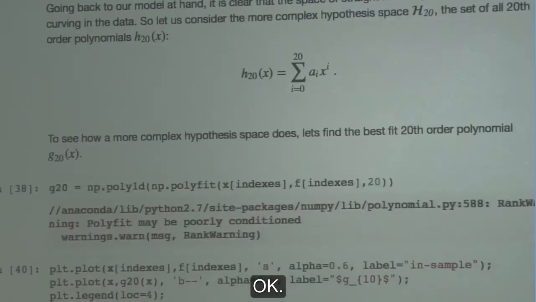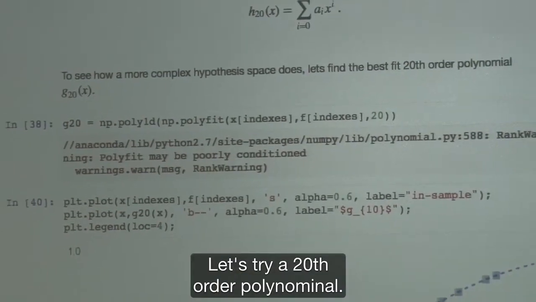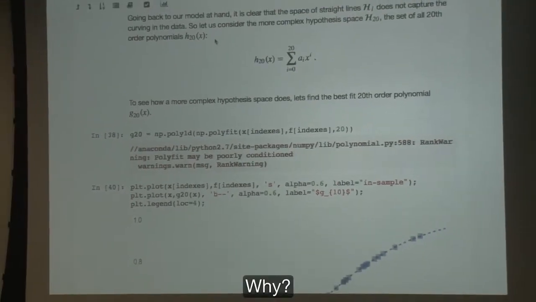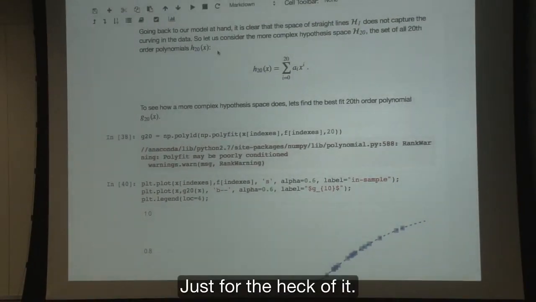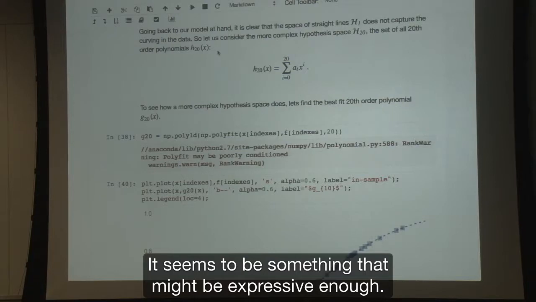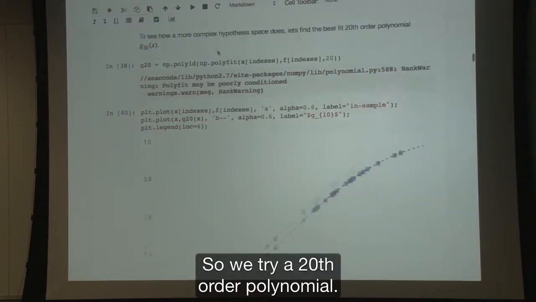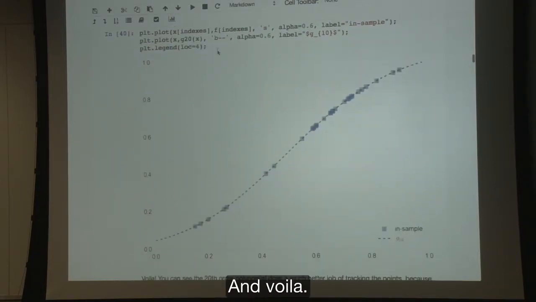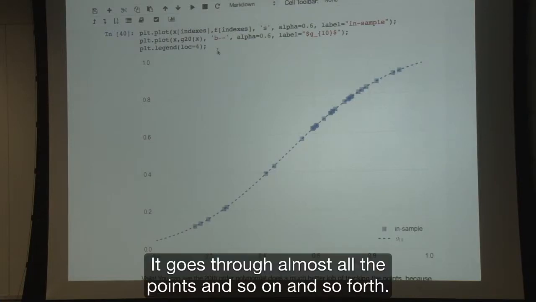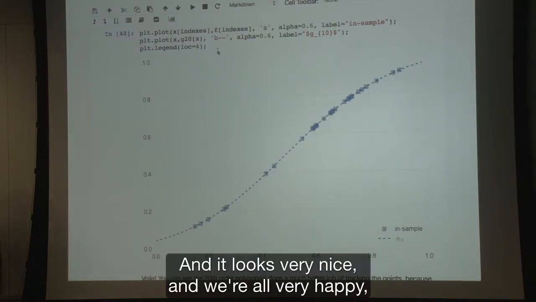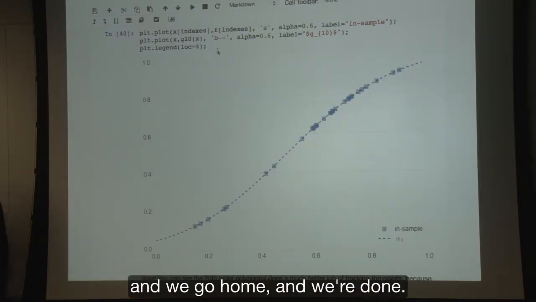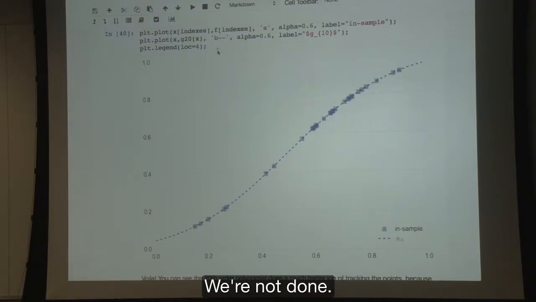Okay. So let's try something else. Let's try a 20th order polynomial. Why? Just for the heck of it. It seems to be something that might be expressive enough. So we try a 20th order polynomial. And voila, we can get a very nice fit. It goes through almost all the points and so on and so forth, and it looks very nice, and we're all very happy, and we go home, and we're done. We'll come back to that. We're not done.